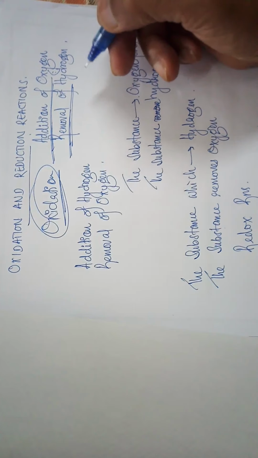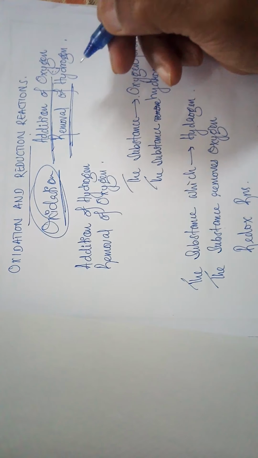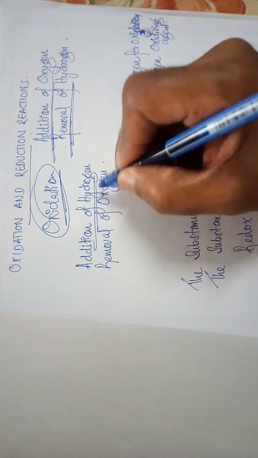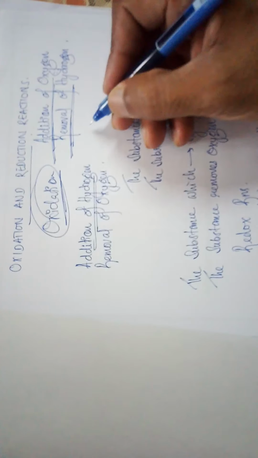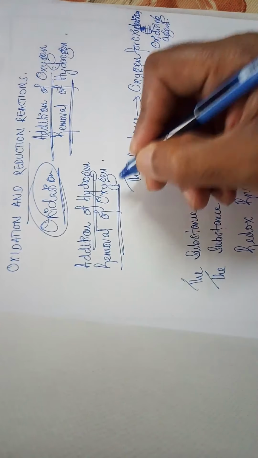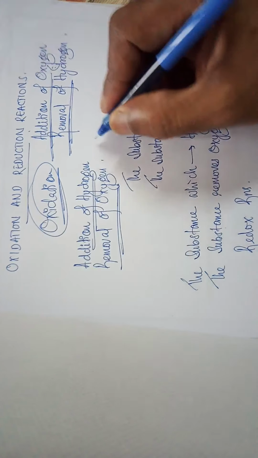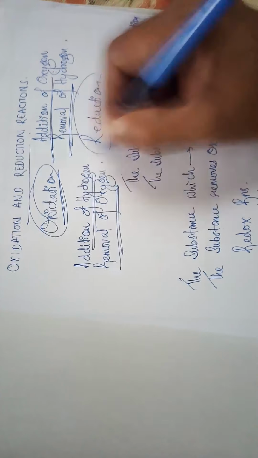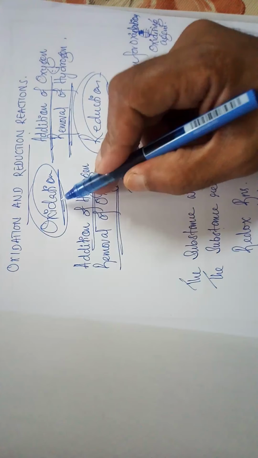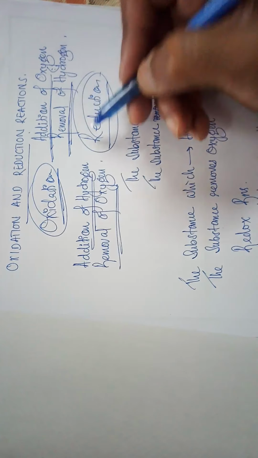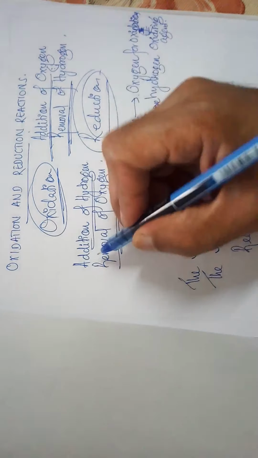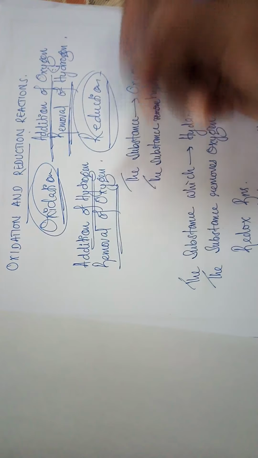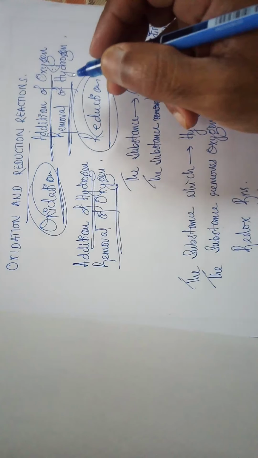Now let us check what a reduction reaction is. Reduction is the opposite: addition of hydrogen to a substance or removal of oxygen from a substance. Oxidation is addition of oxygen or removal of hydrogen, and reduction is addition of hydrogen or removal of oxygen from a substance.